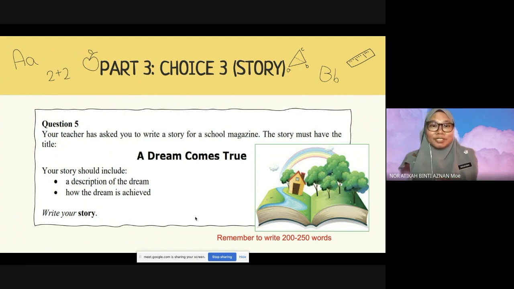A description of the dream. The first part is a bit vague. It's a bit ambiguous. It can be a dream in your sleep, and then you got tricked by that. But when you read the second one, how the dream is achieved, this is clearly going to get you to focus on achieving your dream, as in fulfilling your wish, your hope, your aim, and whatever goal that you have in life. So let's take a look at the sample answer.